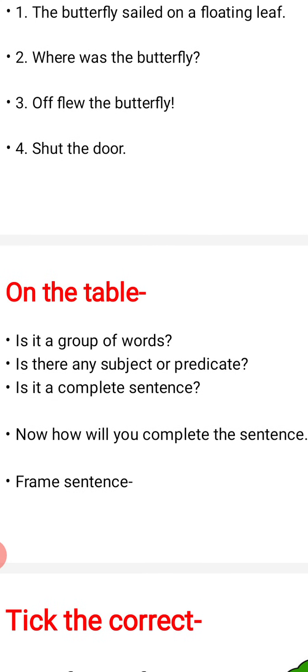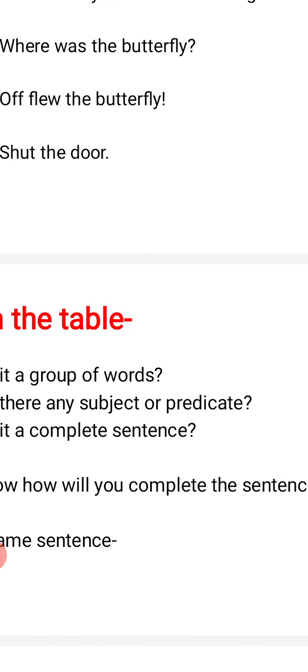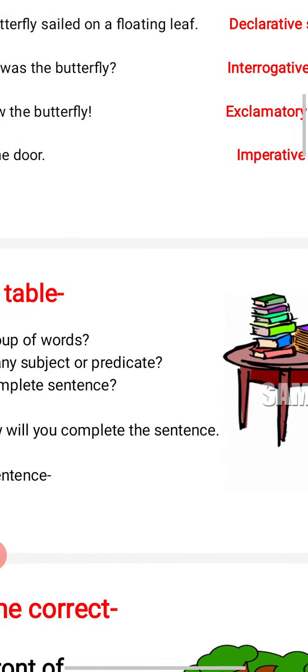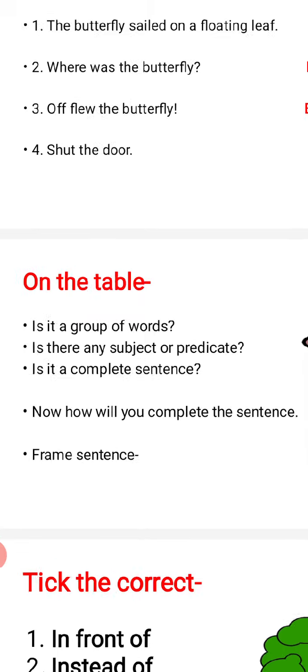That is called interrogative sentence. When I am asking any question, that is called interrogative sentence. Off flew the butterfly. Here some expression is there, feeling is there. That means that is very sad that I wanted to catch the butterfly but it flew off. That some expression is there, that is called exclamation. So exclamatory sentence, you start the sentence, first letter will be capital and at last exclamation mark.